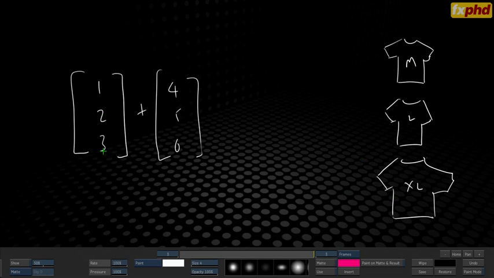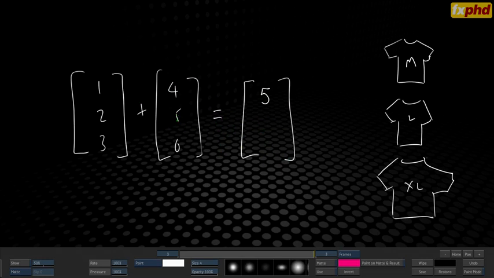Imagine these represented, not X, Y, and Z, but sizes of t-shirts. In storeroom 1, we have 1 medium, 2 large, and 3 XLs. And in the second storeroom, we have 4 mediums, 5 large, and 6 XLs. So if I add them together and say I can combine the storerooms, how many medium shirts do I have? I have 5 between the two storerooms. How many large do I have?